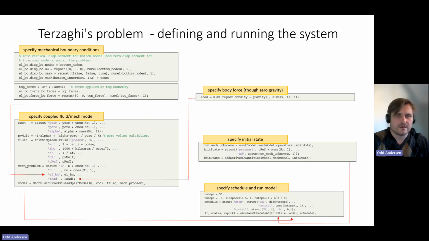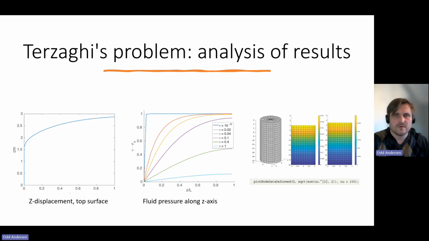And if you look at the results, on the left, we see the vertical displacement of the top surface and how it evolves over time. So we note that there is an immediate downward displacement of about 1.6 centimeters once the load is applied. And this displacement increases to around 2.8 centimeters when the characteristic time of the system has been reached.